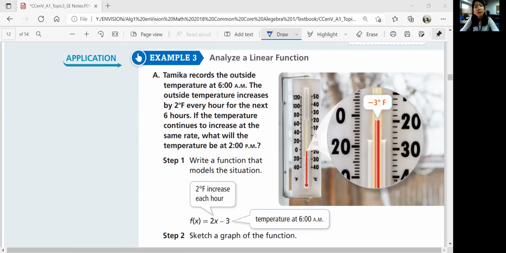Okay, step 1, write a function that models the situation. How do you write a function that models the situation? Identify the information. The outside temperature increases by 2 degrees Fahrenheit, so that is your slope. That is your rate of how much it increases for every hour. So 2 degrees Fahrenheit per hour, and that's your slope. And that's for the next 6 hours.